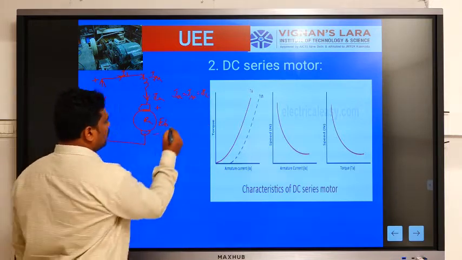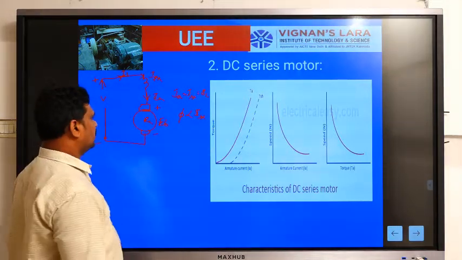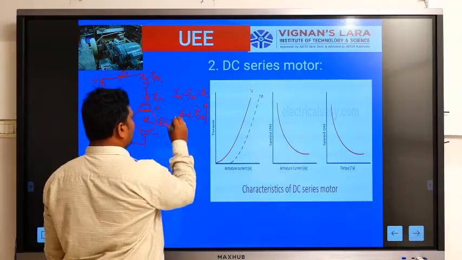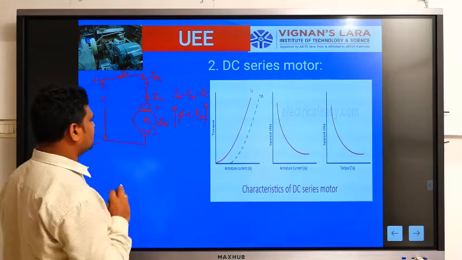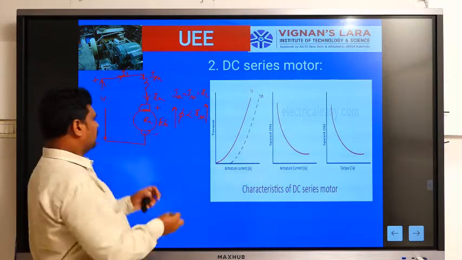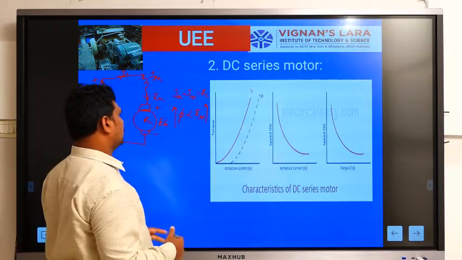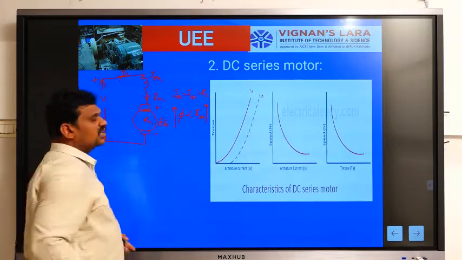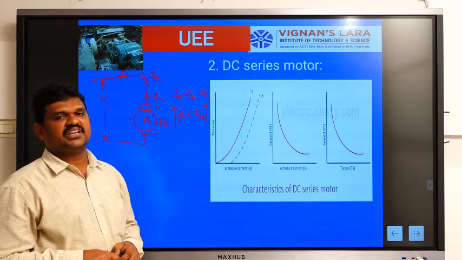Now the flux is proportional to the series field current. If the series field current increases, the flux will increase. So here in this series machine, if you load the machine, the series flux magnitude will increase. Why? Because the load current, armature current, or series field current increases.